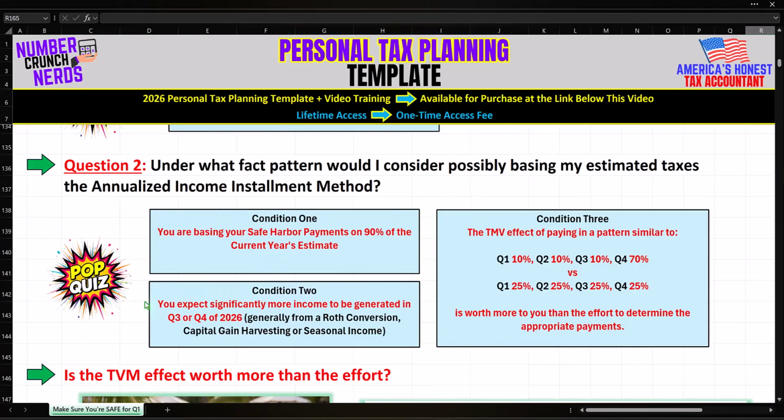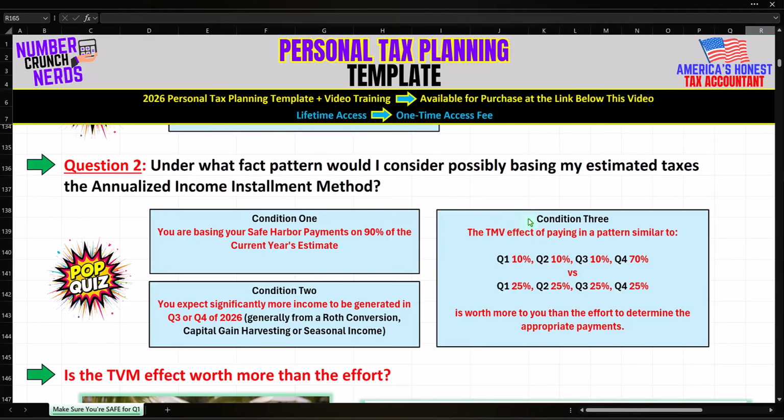Condition number 2 is that you expect significantly more income to be generated in Q3 or Q4 of the current year, in this case 2026. Again, that generally comes from doing Roth conversions or capital gain harvesting, or it could come from seasonal income, if that seasonal income happens to be concentrated in the latter part of the year.